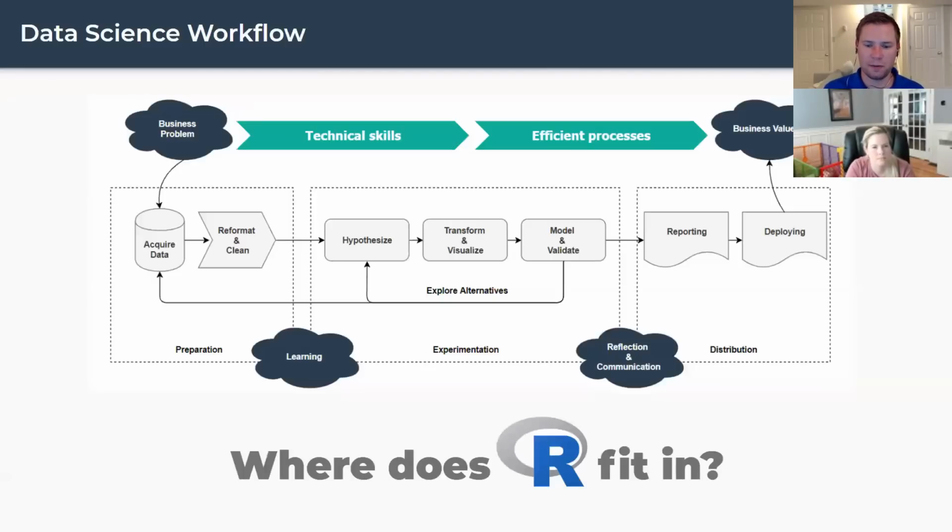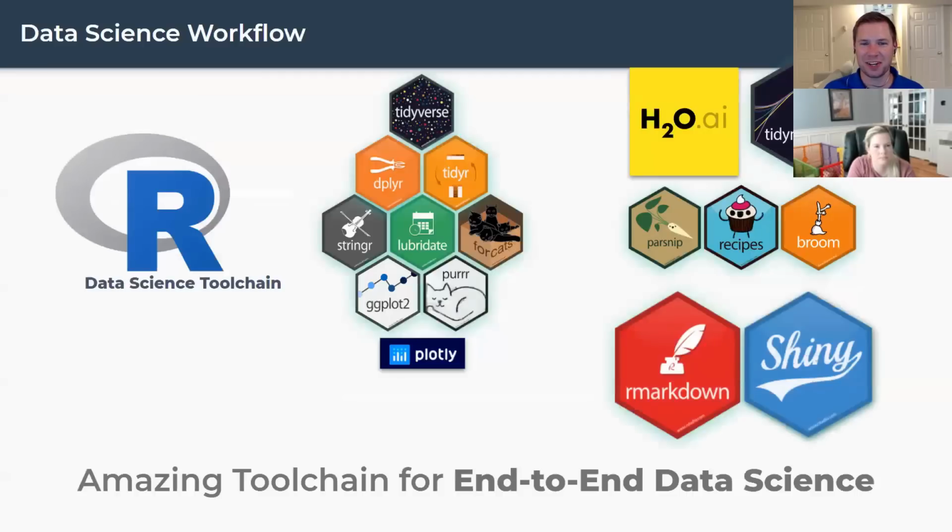So where does R fit in? As Kristen and I were talking about, R has a really cool set of tools that have been developed, and a lot of these have been really improved just in the past year or two. It's called the Tidyverse, which is a bunch of different R packages that I have shown here. And then Plotly is another package that I lump in for interactive plotting. And these are your machine learning packages here. You've got H2O, and another really cool package called Parsnip, which is like the scikit-learn for R. You've got recipes for creating pre-processing recipes.